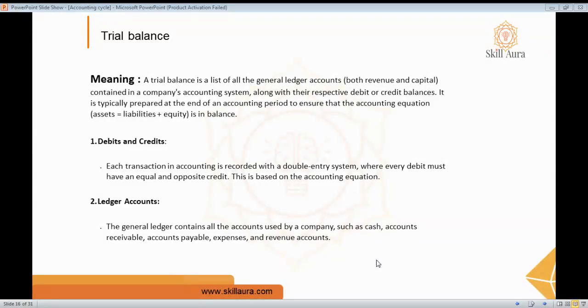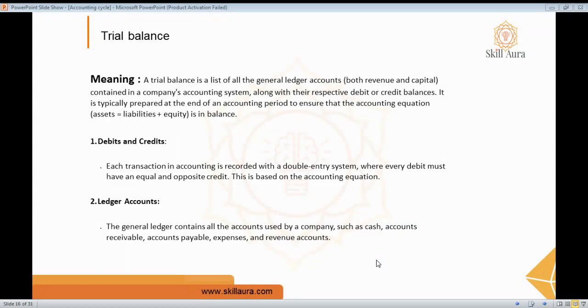And let's know what are the things which are involved in this trial balance. The first one is debit and credit. So here each transaction in accounting is recorded with the double entry system, where it says that debit must always be equal and opposite to the credit. So it is based on an accounting equation.